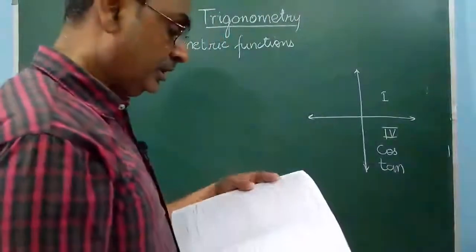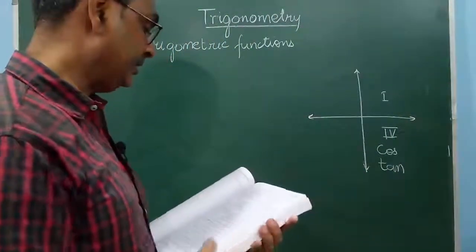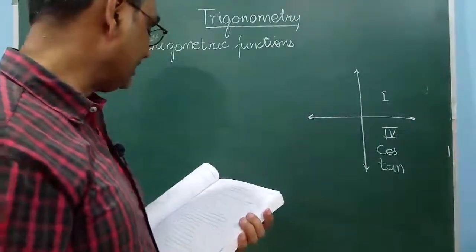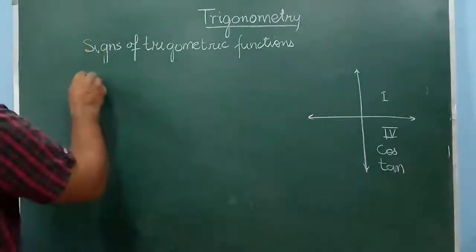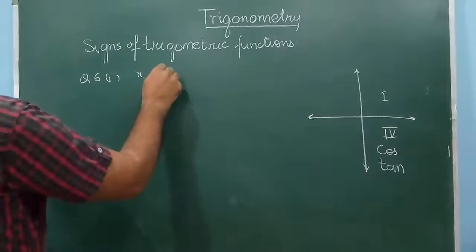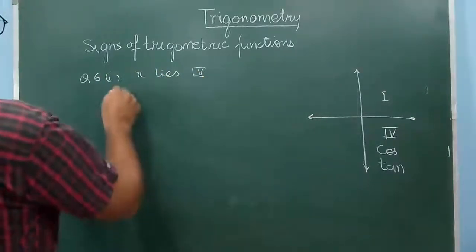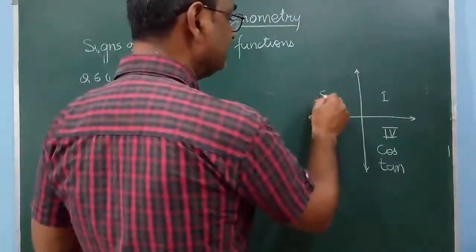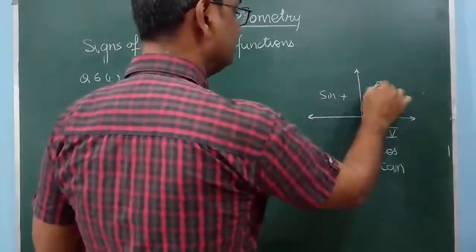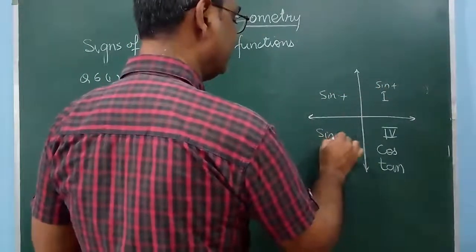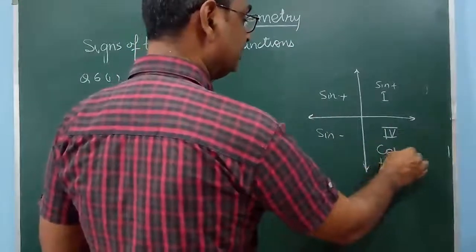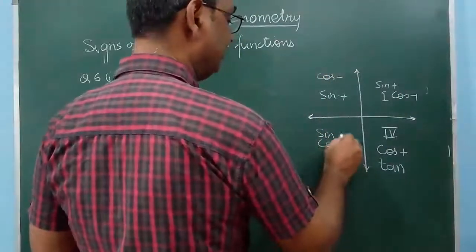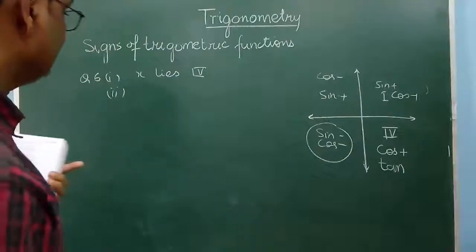So they have asked in which quadrant x lies. This is question number 6. For the first one, x lies in the fourth quadrant. Then the second one, both sine and cos are negative. Here sine is positive, here sine is negative; cos is positive, cos negative and cos negative. So x lies in the third quadrant.